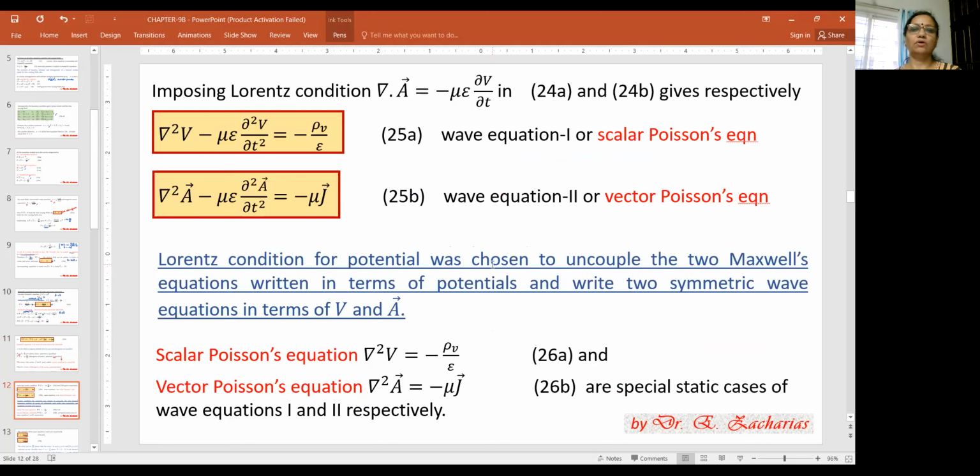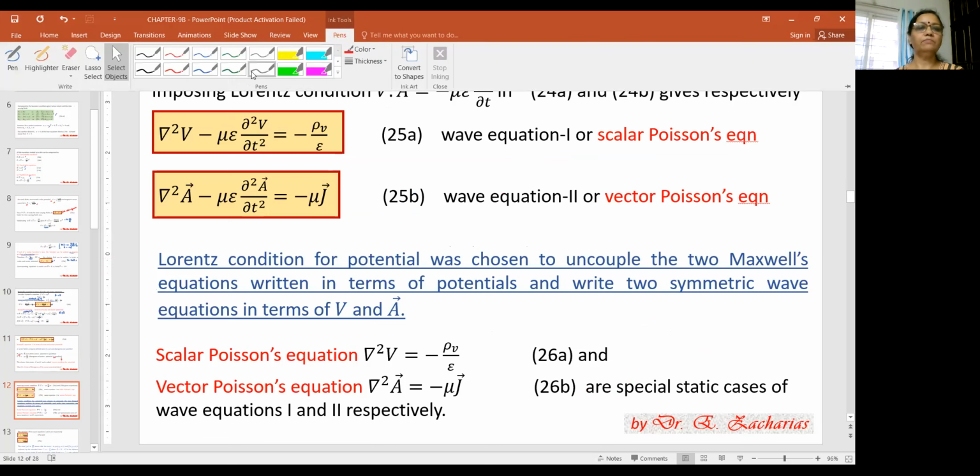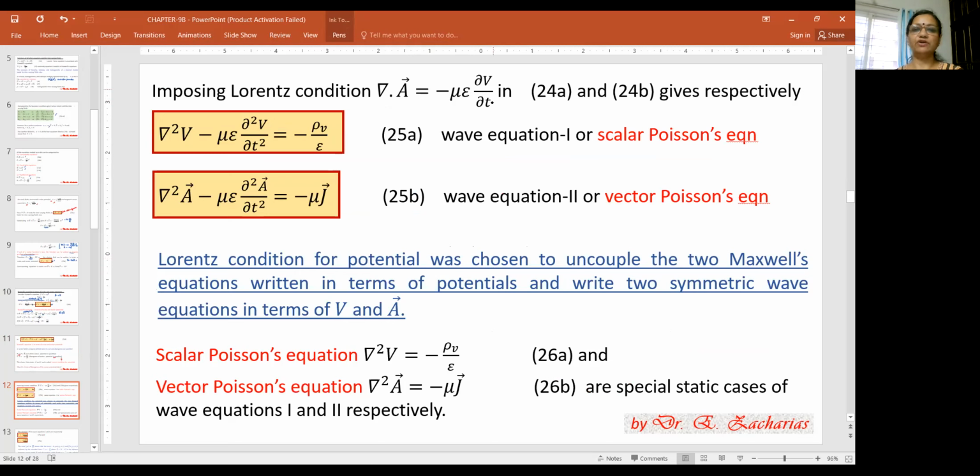Now, what was the Lorentz condition? Lorentz condition is del dot A equal to minus mu epsilon dou V by dou T. Now what you're going to do is take this Lorentz condition and put it in the two Maxwell's equations that you got. The first Maxwell's equation you wrote in terms of potentials was Gauss law. The second one was modified Ampere's law. So into both those equations, put your Lorentz condition.